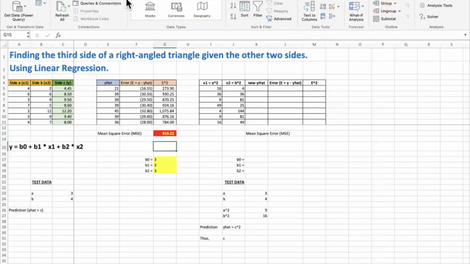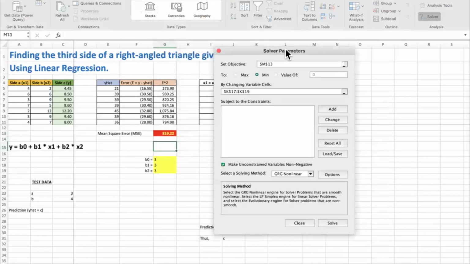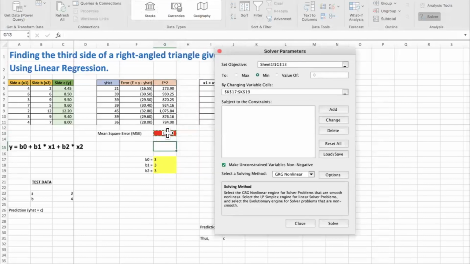So we go to data, we go to solver, and we say that this is the variable which you have to minimize by changing these three variables. So by changing these three variables, you have to minimize the mean square error. And we have no other constraints at this point of time. So let us see how it can solve it.